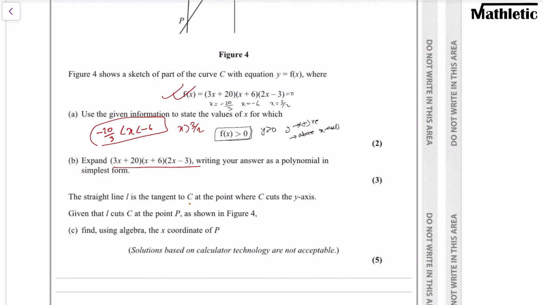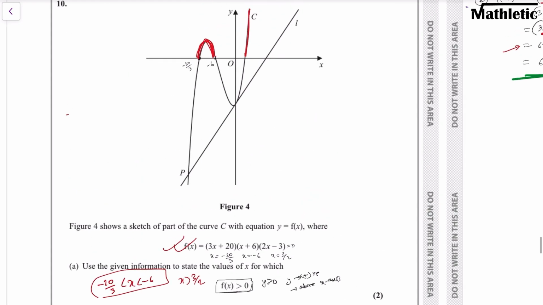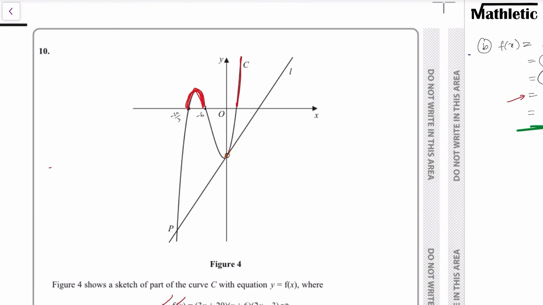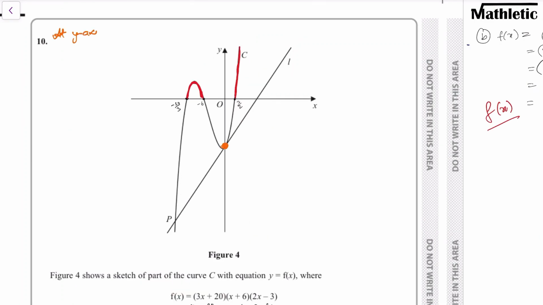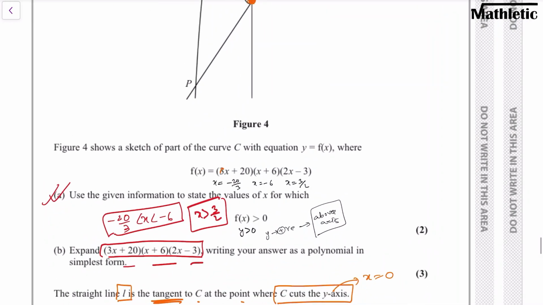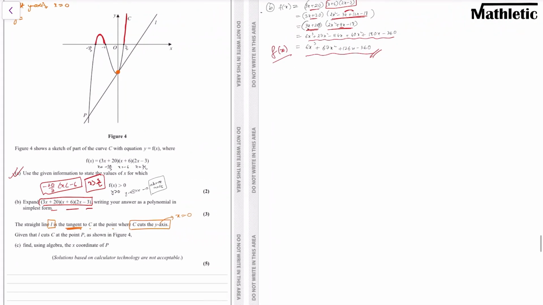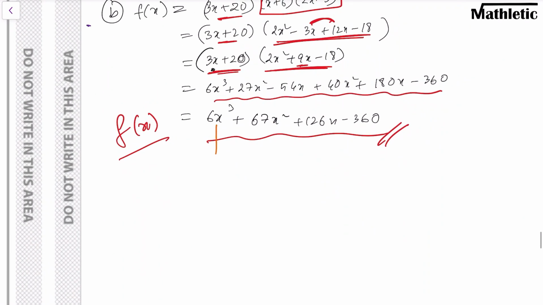For part C, the straight line L is a tangent to the curve, where the curve cuts the y-axis. At the y-axis, x equals 0. As in, we are talking about this point. The line cuts the curve at this point at the y-axis. So at the y-axis, x equals 0, so I will just substitute x equals 0 in this equation. If I substitute 0 in the equation of f of x, you can even select this part, you can even select this equation.